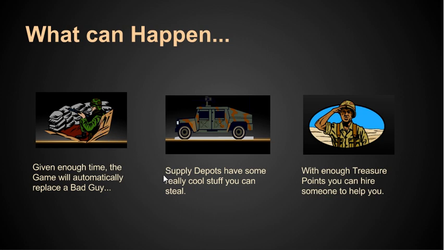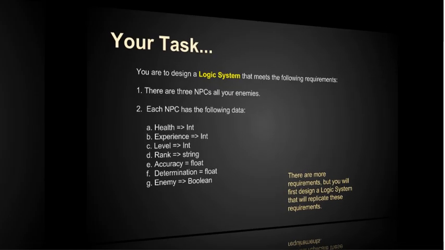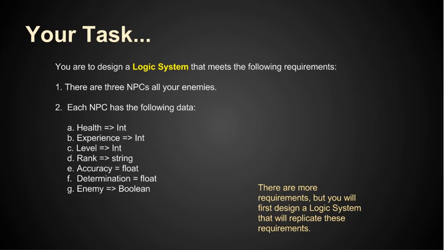One of the things you'll find is the supply depots can have some really cool stuff that you can steal. Like here's an armored personnel carrier you can go around in. Hey, that's pretty cool. With enough treasure points, you can hire someone to help you. And that's neat because this guy can help you get some of the bad guys while you're out getting those really cool treasure points. Okay, so with that said, that's sort of an introduction to the game. There's more information about it that we'll cover in future lectures.